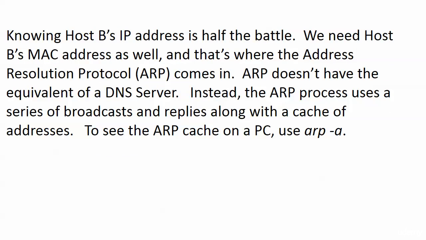Now, knowing host B's IP address is half the battle. We need host B's MAC address as well, because while we tend to concentrate on that layer 3 address, and that's what we're going to concentrate on for the remainder of the course really, we've got to have a destination layer 2 address as well. That's where the Address Resolution Protocol, ARP, comes in. Now, ARP does not have the equivalent of a DNS server. You're not going to have a box on your network called, oh, this is our ARP server. It doesn't work that way.